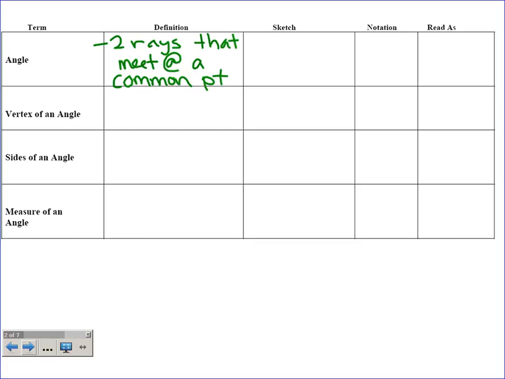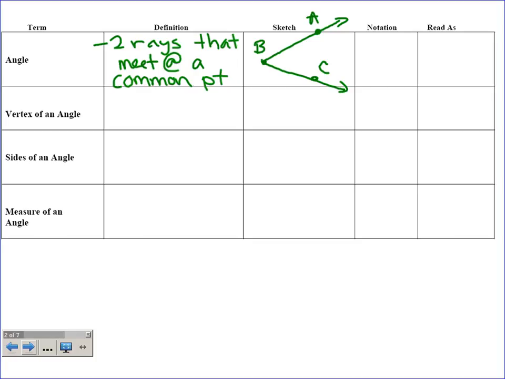If I was to draw a ray up here, I have a starting point that's B. I'm going to go through A up here. That is one ray. Does that make sense? The second ray I'm going to draw, I'm going to start at B and go this direction, through, let's just say, C. Two rays that meet at a common point. What's that common point they're meeting at? They're meeting at B, right? They start there at B, and that's it.